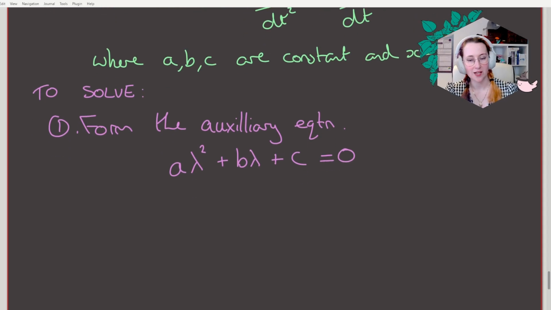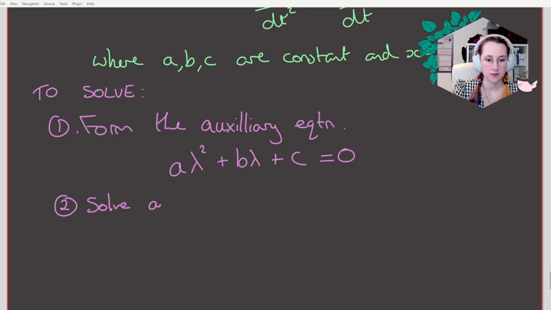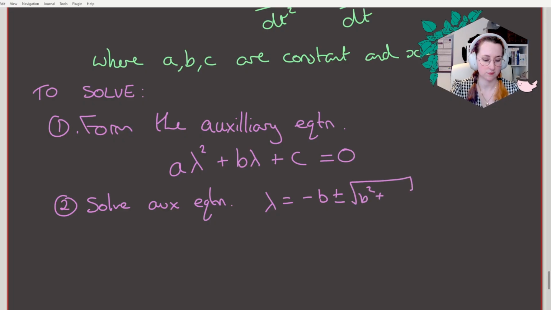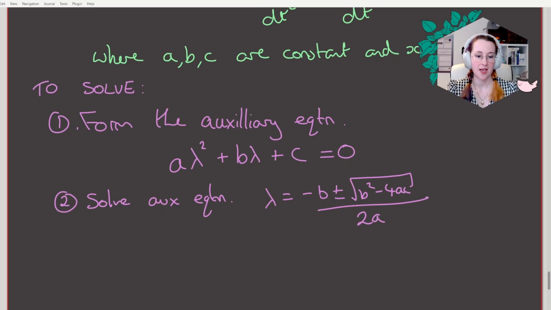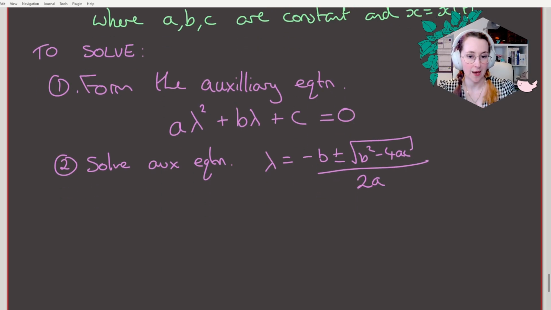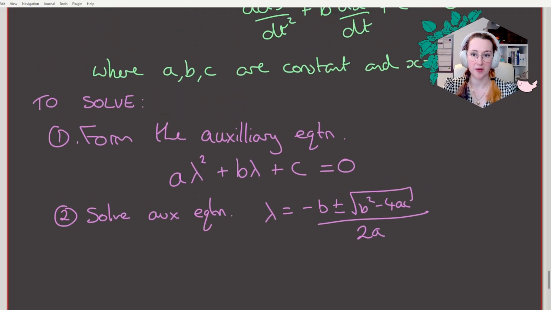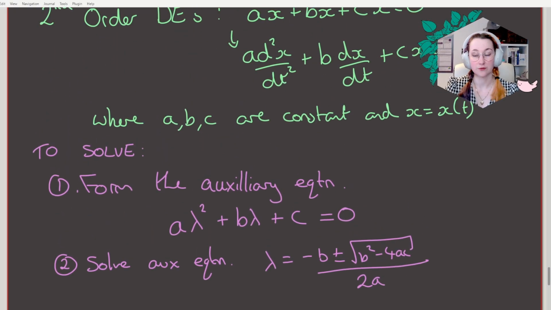That is a polynomial, and we can solve polynomials. So step 2 is solve the auxiliary equation. Writing it out properly, lambda is minus b plus or minus the square root of b squared minus 4ac, all over 2a. And depending on what values of lambda we get, we assume the solution of the equation up here has a different form.